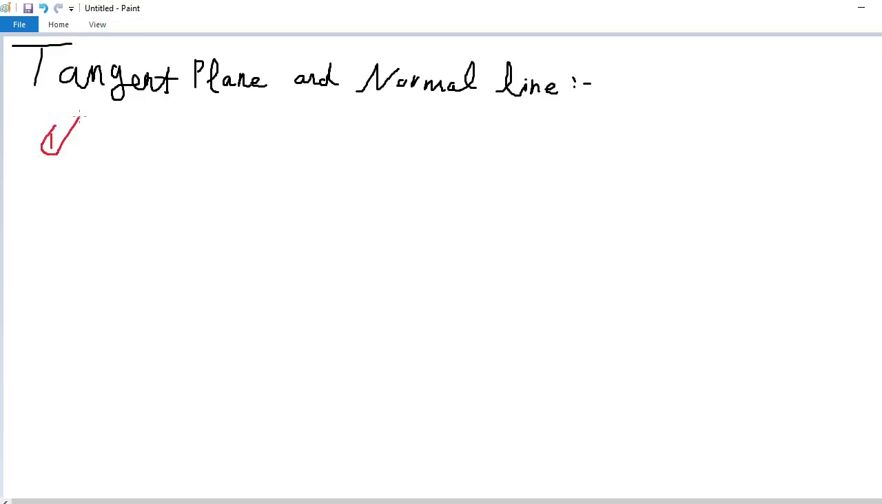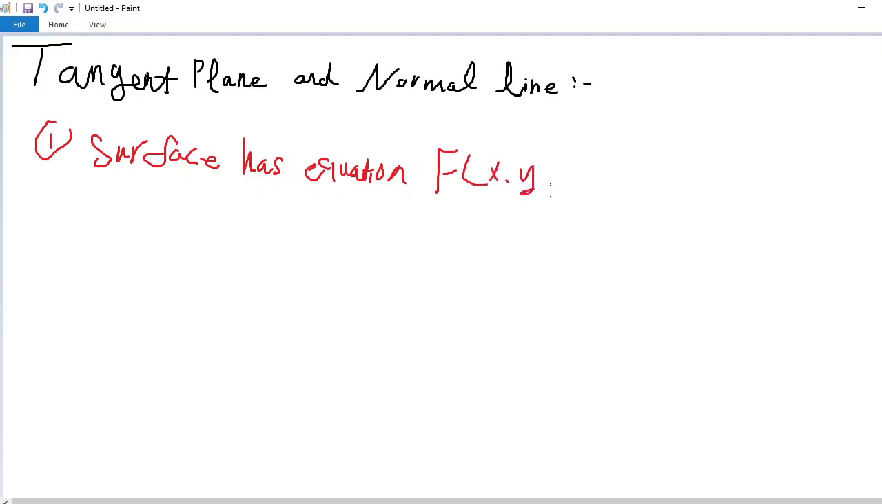First, you need to know that the surface has an equation f of x, y, z equal to 0. Okay, so this is the first thing.